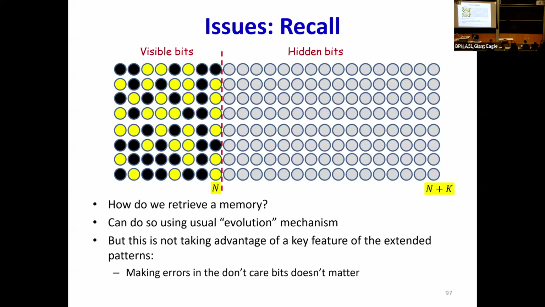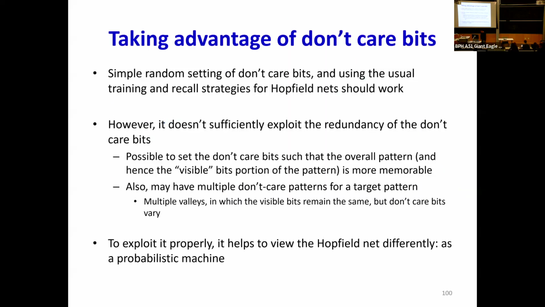That make sense? Right. And so making errors in the don't care bits doesn't matter. So there are different ways of figuring out what these don't care bits must be. You can have simple random setting of these don't care bits, and you can have the usual training and recall strategies for Hopfield nets, but it doesn't sufficiently exploit the redundancy of the don't care bits.